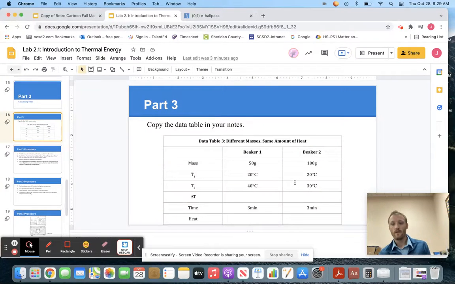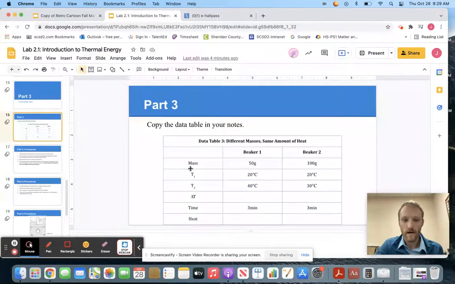Now, the mass, this is the mass of the water. That's very, very important. As you read through the lab, you might think this is the mass of the beaker. No, we want to look at the mass of the water, because that's what we're going to be measuring. That's what's going to be absorbing the energy. And the cool thing is we know that if we have 50 milliliters of water, we also have a mass of 50 grams of water, because there's 1 gram per milliliter when we're looking at water. Same thing here, we had 100 milliliters, that equals 100 grams of water.